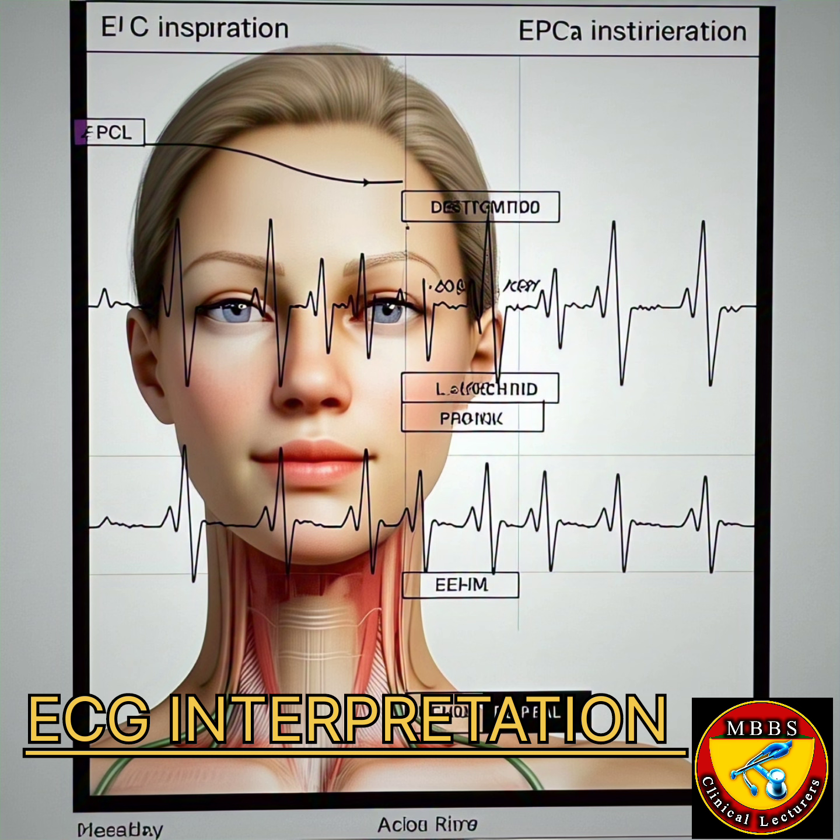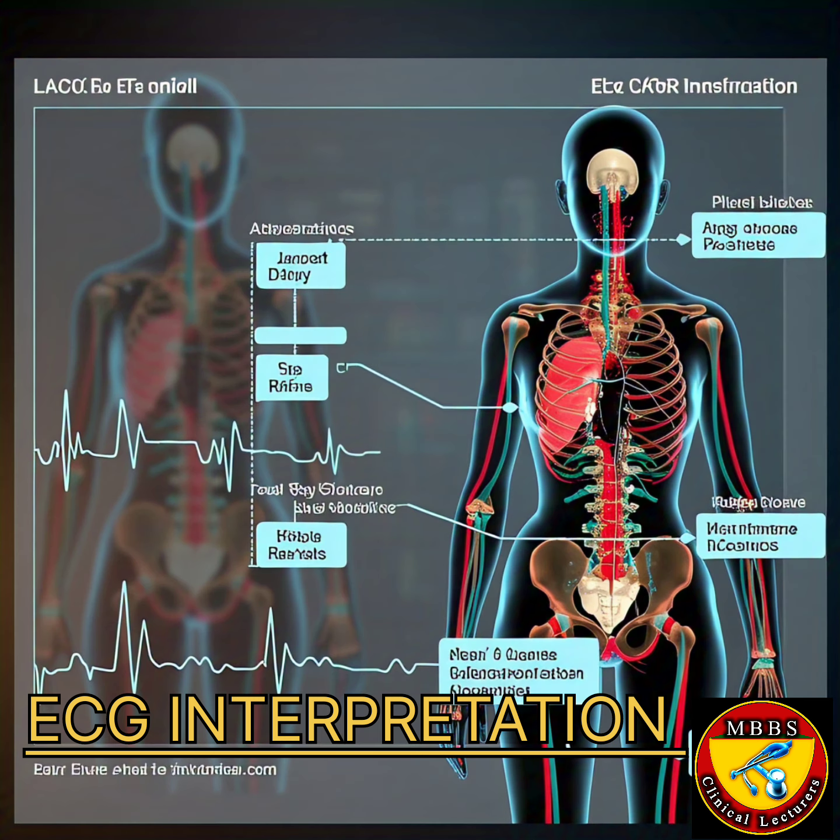Step 4. Analyze the waveforms. Look for any abnormalities in the P wave, QRS complex, and T wave. Check for any signs of ischemia, infarction, or hypertrophy.